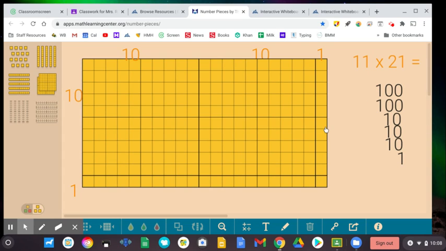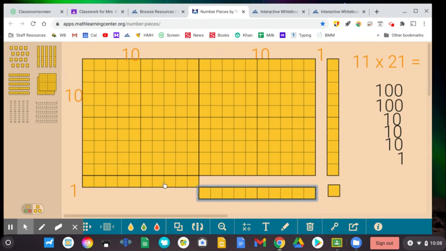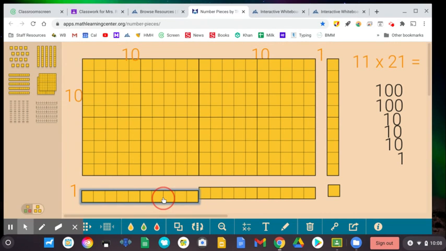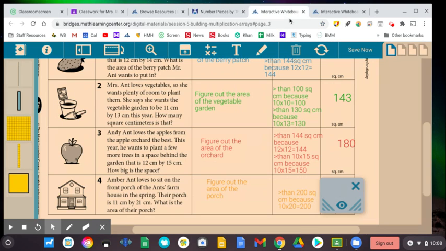So again, all of these little pieces work together when we're making our arrays. I've separated them like this so that you can see how I broke the tens and ones apart. Here we have a 10, and the ones broken apart. So if we peek at our answer, we have 231 square centimeters.